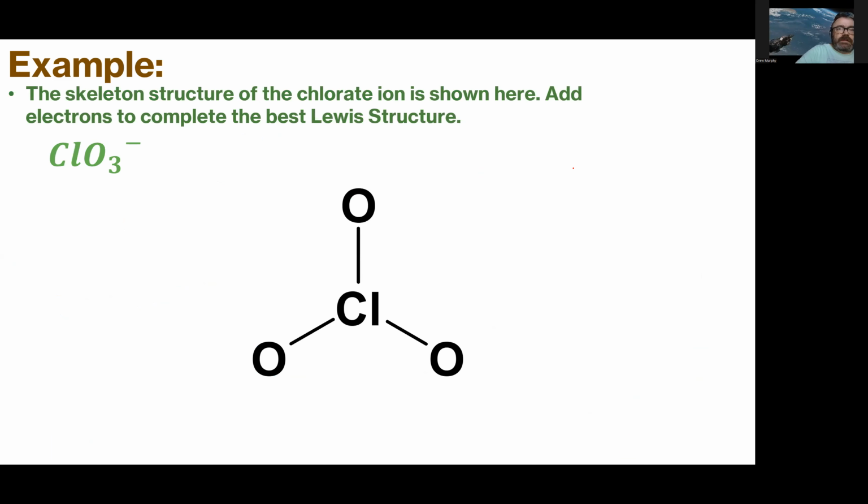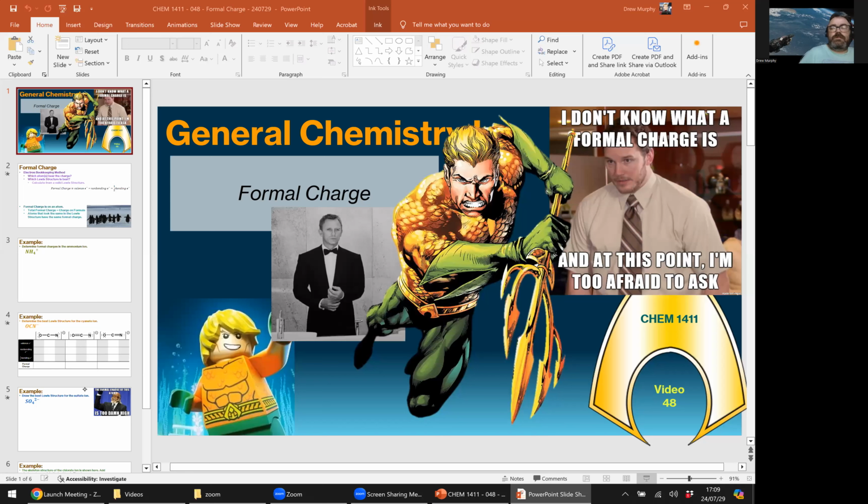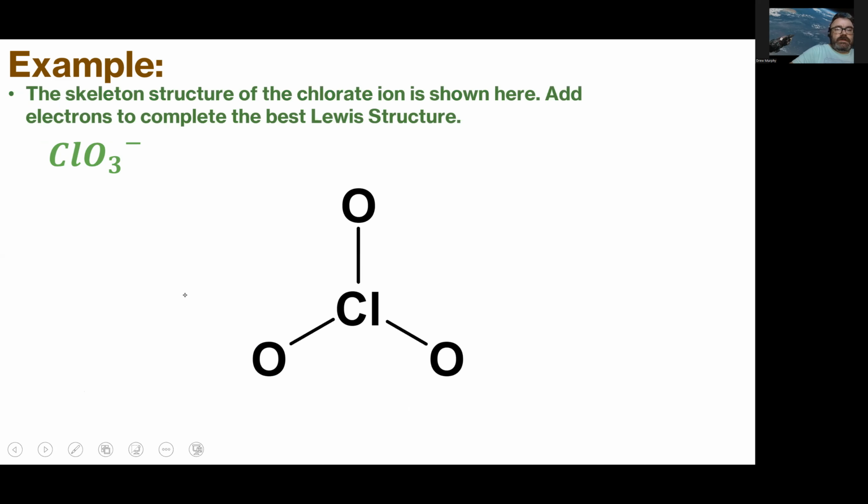All right. One more thing we want to do is tackle something like this. We have a chlorate ion and we want to add electrons to complete the best Lewis structure. Here's our keyword, best Lewis structure again. Think about formal charge. Okay. So chlorine has 7. We have 3 oxygens, each with 6, and we have a negative charge, so we're going to add 1 more to this.